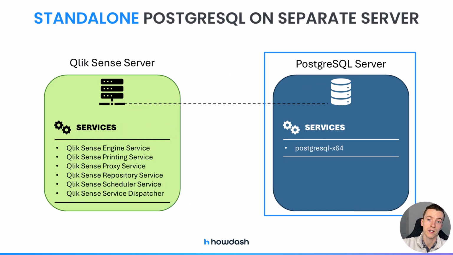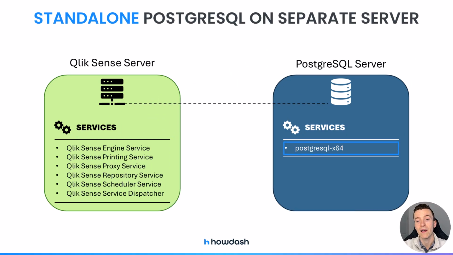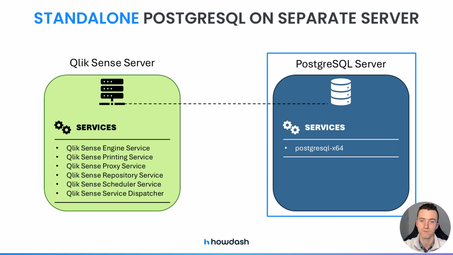And whichever machine has your PostgreSQL server installed on it will have that PostgreSQL-X64 service running on it. So when neither services are available, your Qlik Sense server is using standalone PostgreSQL that's installed on some other machine.